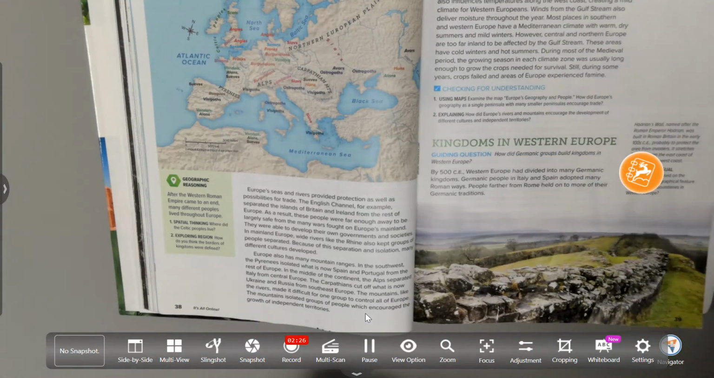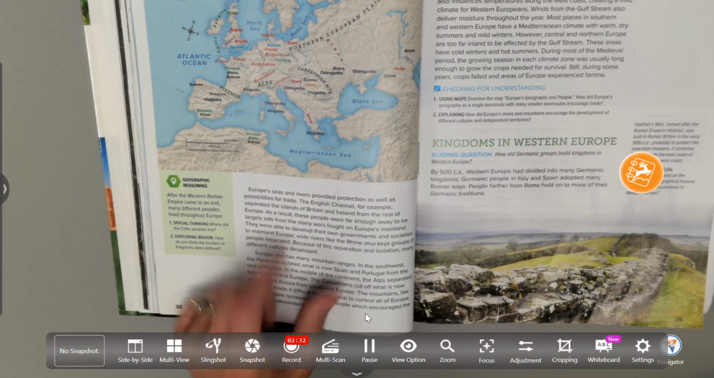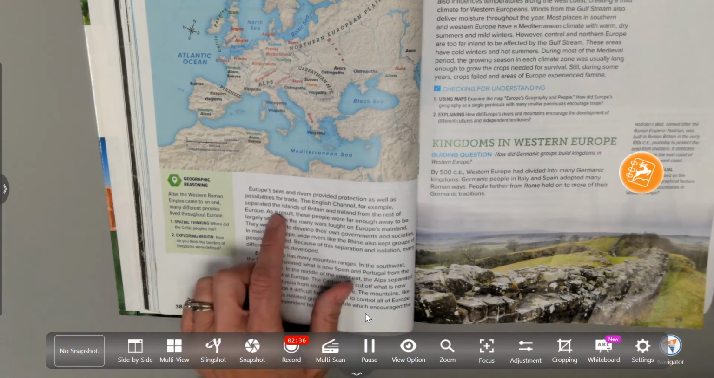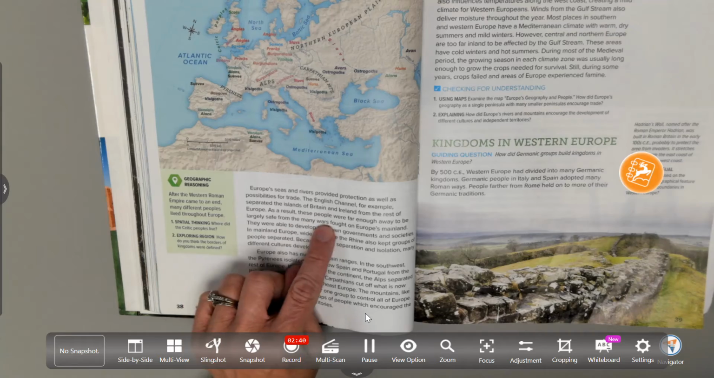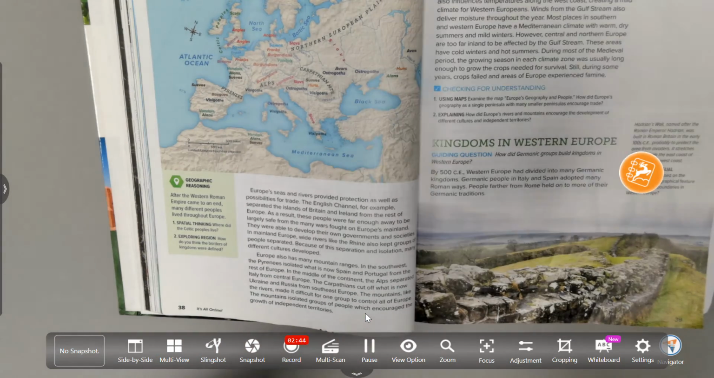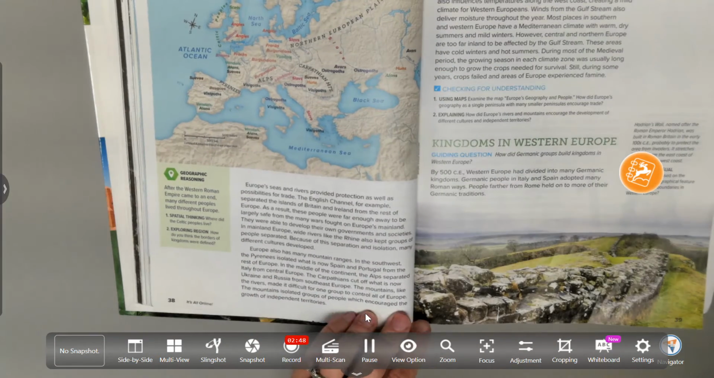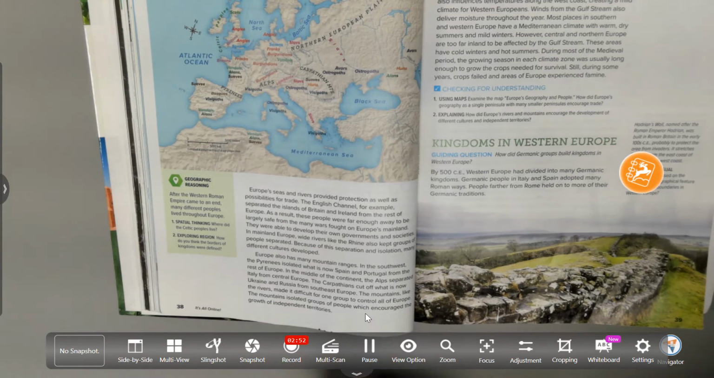Okay. It talks about the English Channel, for example, which separated the islands of Britain and Ireland from the rest of Europe. As a result, these people were far enough away to be largely safe from the many wars fought on Europe's mainland, excuse me. So we've already written protection. Okay, moving on. It says they were able to develop their own governments and societies.